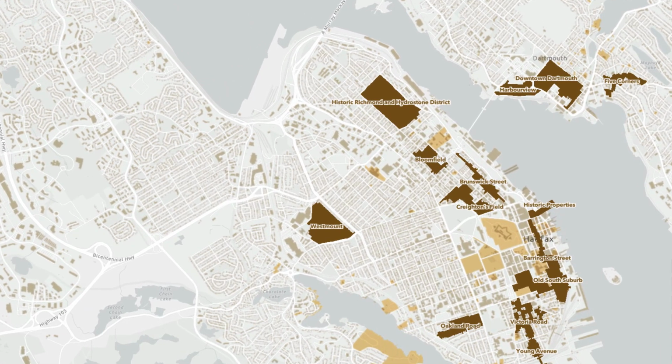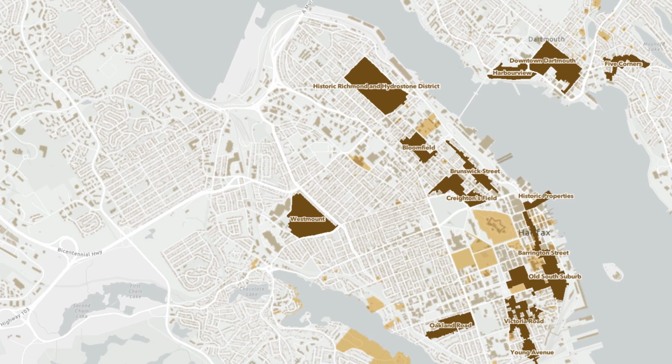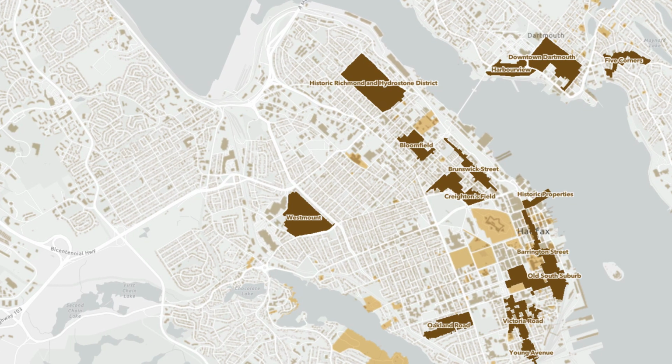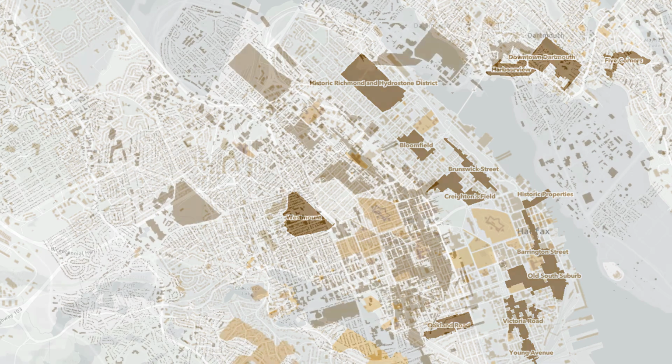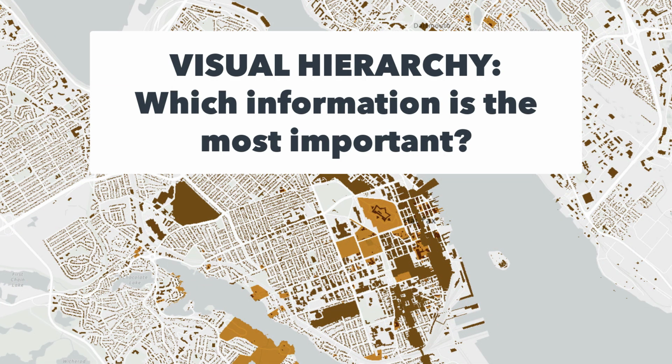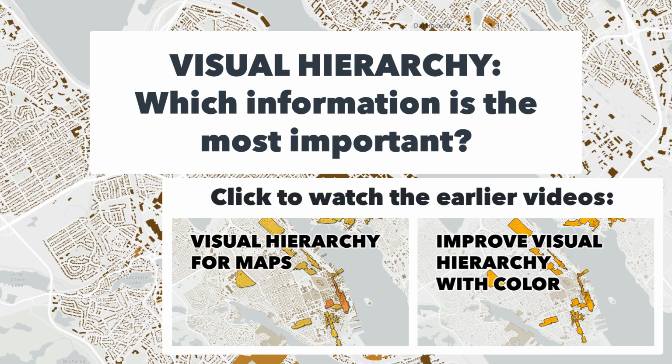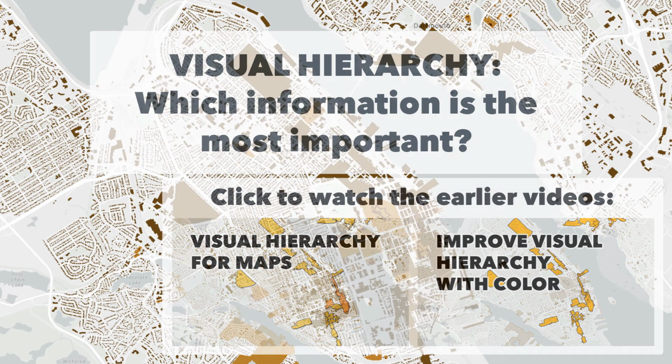Hi, I'm Heather and I'm a cartographer. In this video, I'll show you a few tricks for controlling the visual hierarchy of a map using detail. Visual hierarchy is a design technique that lets people know which information on your map is the most important. Watch my other two videos to learn more.